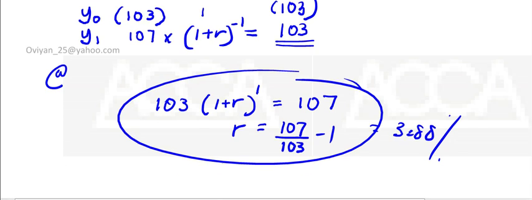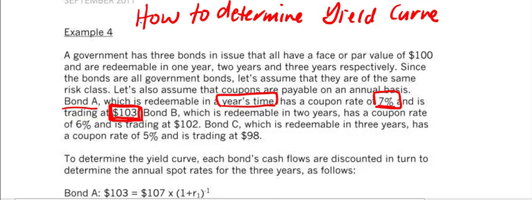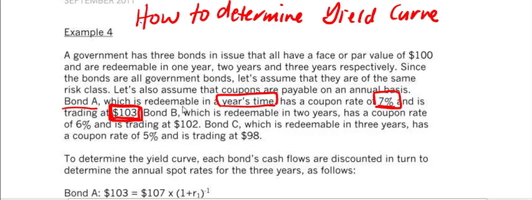Now we are going to go to the second year yield. How do you find the second year yield? Now we are trying to find the yield for each year, okay, not the yield to maturity. We are finding out the spot yield curve. We are finding 1 year how much, 2 year how much, 3 year how much. If you borrow for 1 year, you're going to get so much.